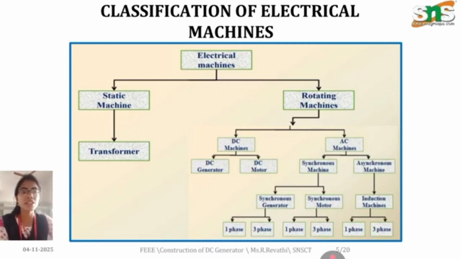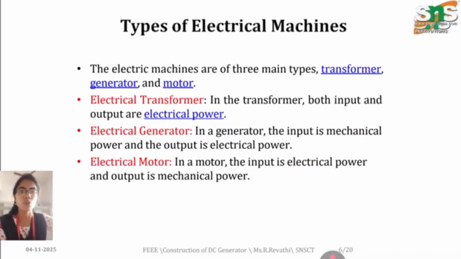The induction motor is further classified into two types: single phase induction motor and three-phase induction motor. The synchronous generator is classified into single phase and three-phase synchronous generator, and the synchronous motor is further classified into single phase synchronous motor and three-phase synchronous motor.